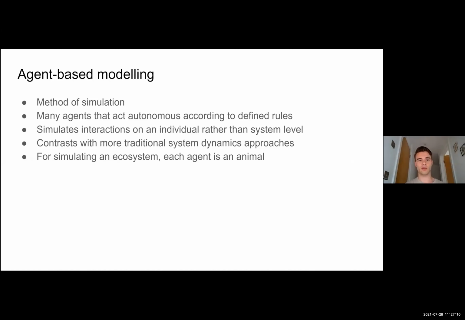So just to start off, a little bit of basics about what agent-based modeling actually is. It's a method of simulation whereupon there are these autonomously acting agents which act based on defined rules. And the idea is that the generalized behavior of the system emerges from the interaction of all these individual agents, rather than explicitly encoding the system-wide behavior that would be occurring with more traditional system dynamics simulation approaches. And in the case of simulating an ecosystem, each agent would be one individual animal.